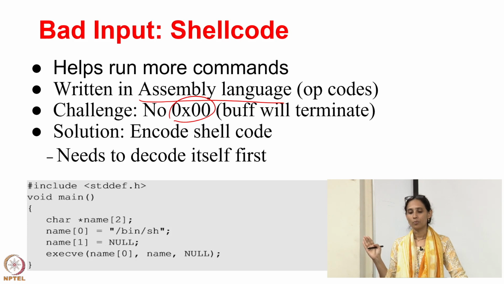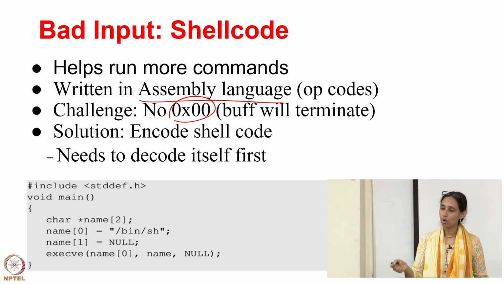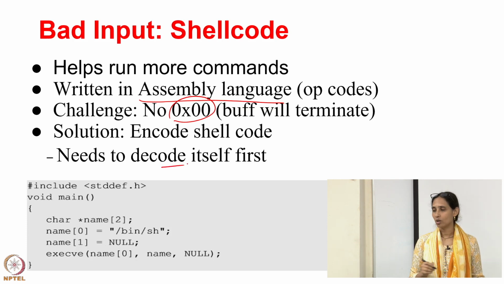Okay? So you have to be able to write shell code without the null character, which means you have to encode the shell code so that null characters don't appear, which means you then have to decode it itself first. So this is a little bit complicated. I don't want to get into too many details here, but this is a challenge.